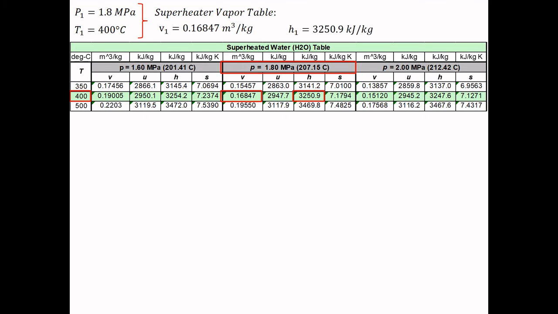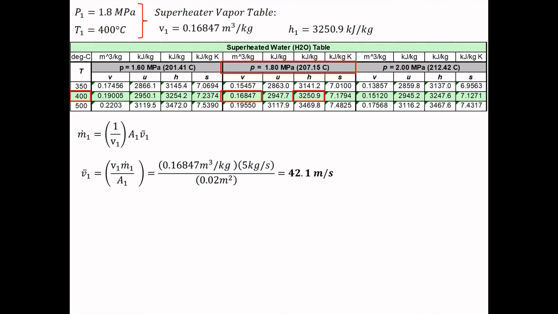Okay, so also try to determine the value of enthalpy h1 because later on you may need to use this value. So from this table directly we can obtain h1 equal to 3250.9 kJ per kg. Okay, so by using the equation for mass flow rate, m1 dot equal to 1 over v1 multiplied by A1 multiplied by the average velocity at the inlet. Just substitute the value, so we'll get the steam velocity at the inlet, V1 bar, equal to 42.1 meter per second.